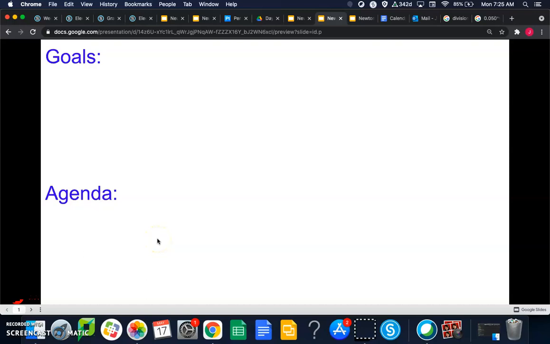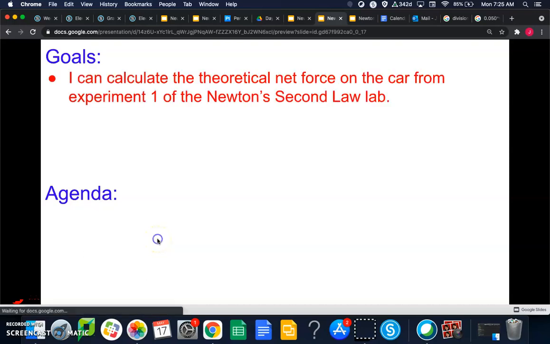Okay, folks, our goal for today is that you can calculate the theoretical net force on the car from experiment 1 of the Newton's second law lab. Some of you might be saying, well, hey, didn't we already do that? We did already do that. We calculated the net force. In today's lab, though, we're going to be calculating the theoretical net force.